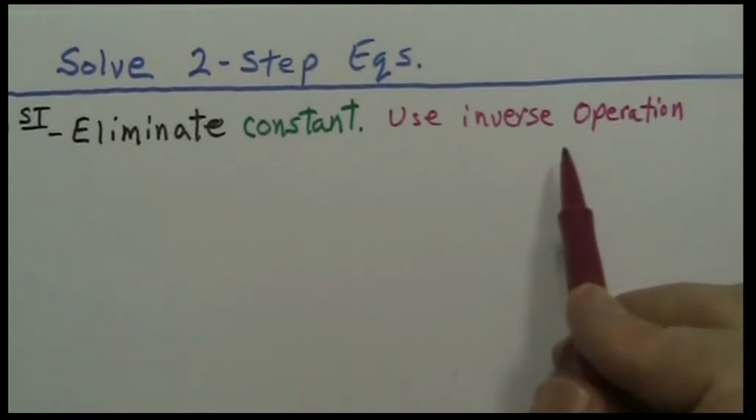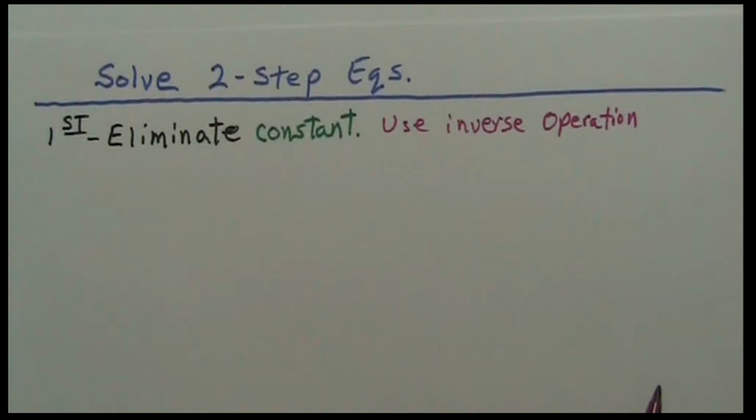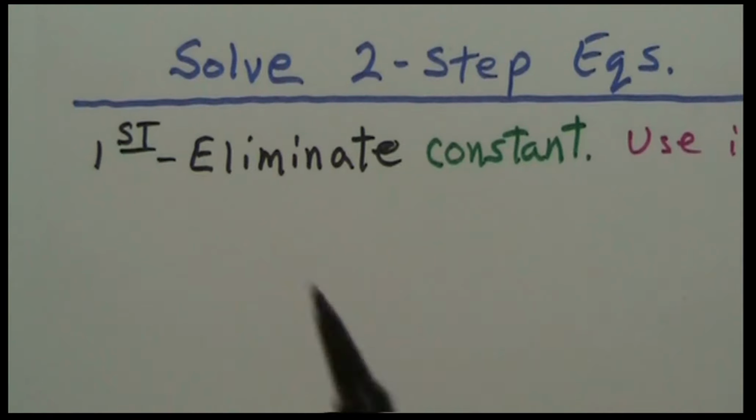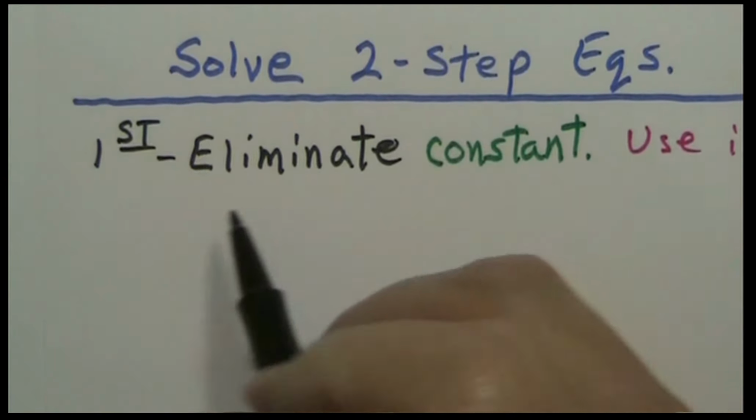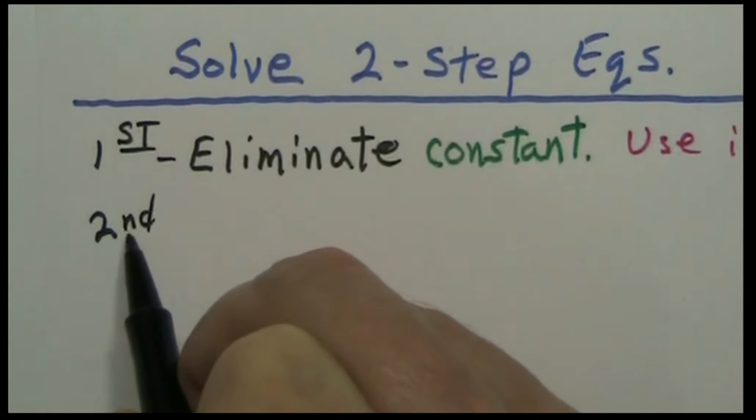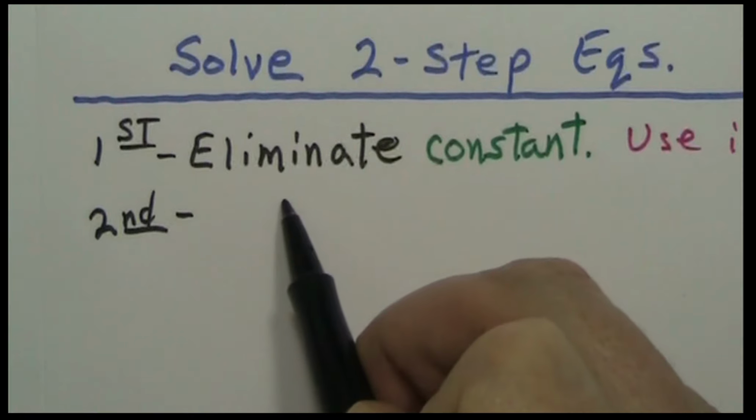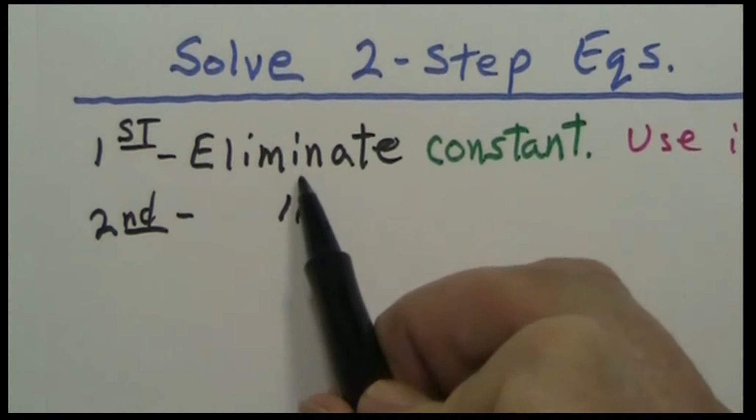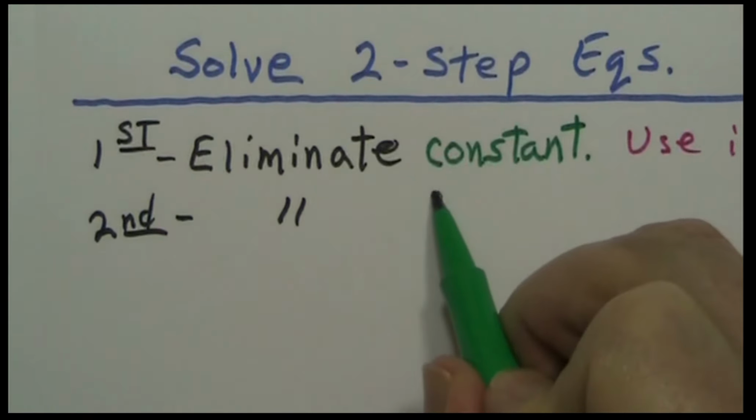So if it's adding, you're going to subtract. If it's subtract, you add. All right, now this is going to be a little bit shorter. The first step is to eliminate the constant. The second step is eliminate, but I'm going to use ditto marks. Instead of writing it over again, it's the same word. We're going to eliminate the coefficient.